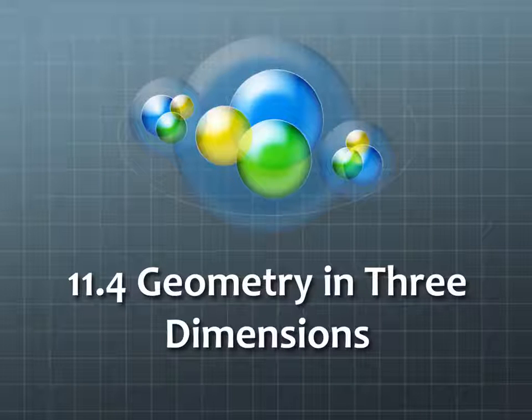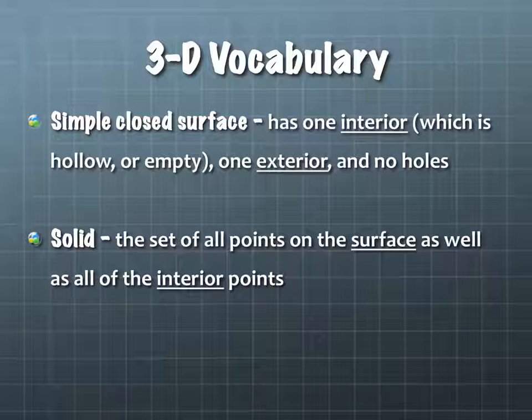Section 11.4 is geometry in 3 dimensions. And to talk about this, we're going to start with a little bit of vocab. Simple closed curves. Simple closed surface. A simple closed surface has one interior, which is hollow or empty, and one exterior and no holes.